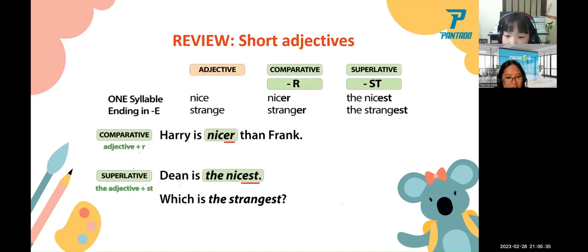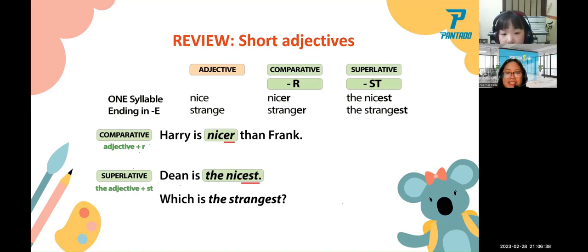Now, when your short adjective ends with the letter E, or vowel E, you only add R in the comparative form, okay? But if your short adjective doesn't end in vowel E, you add ER, okay? For example, smart becomes smarter in the comparative, right? Smarter. And the superlative, smartest. We add ST if our short adjective ends with vowel E, because the E is already there. But if it doesn't end with vowel E, we add EST, all right? Only one T, only one E.